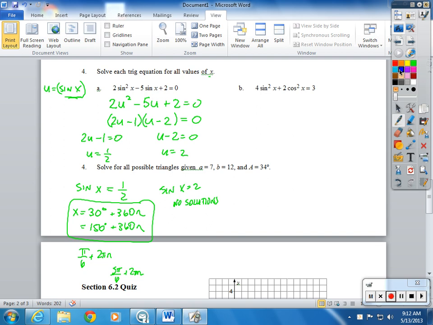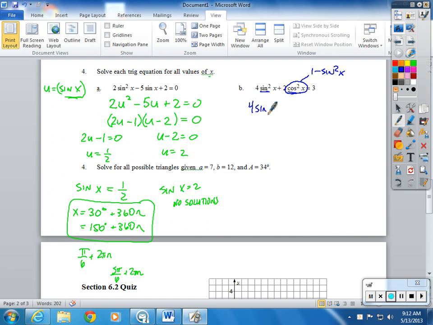All right, over here we have 4 sine squared plus 2 cosine squared equals 3. So the only tricky part here is we have sines and cosines in the same equation. Anytime you have that, we want to get one of them. So I'm going to substitute for cosine squared. I know that by the Pythagorean identity, cosine squared equals 1 minus sine squared. Then I'll have all sines.